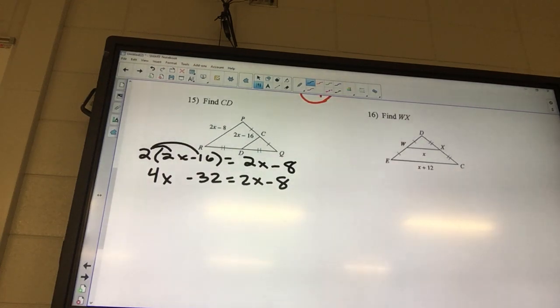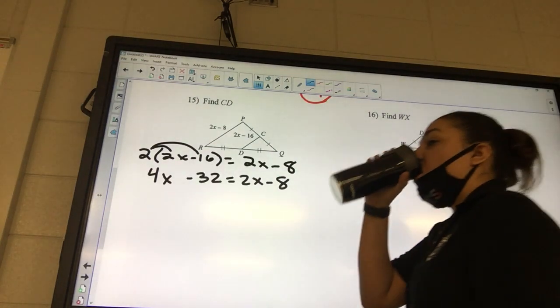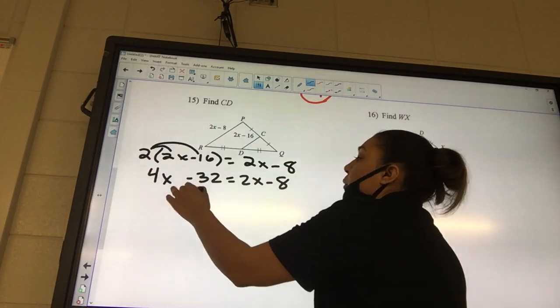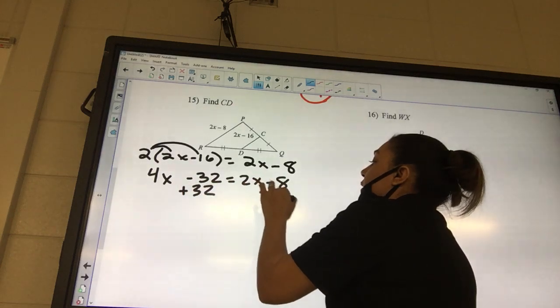Okay, our next step is going to be to get all the letters to the left and the numbers to the right. So plus 32, plus 32.